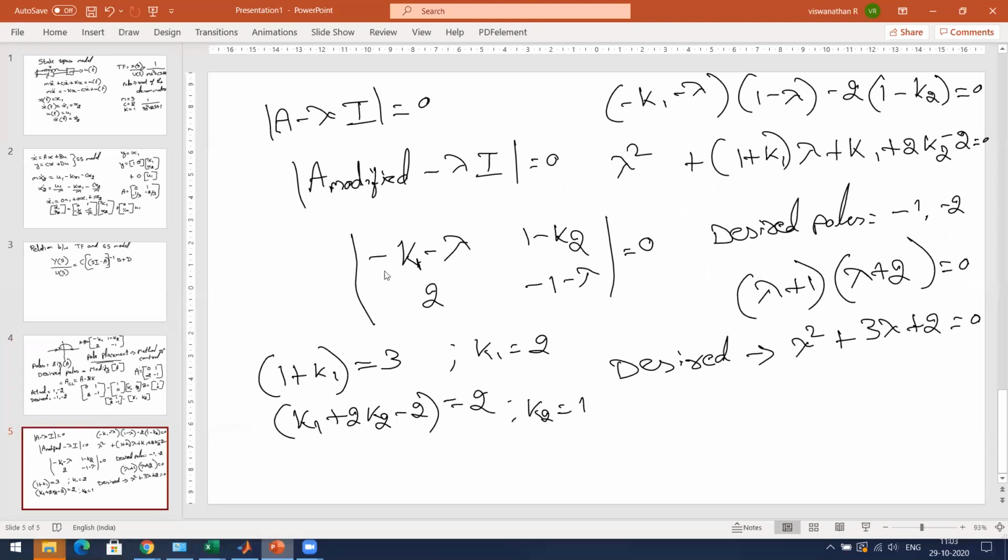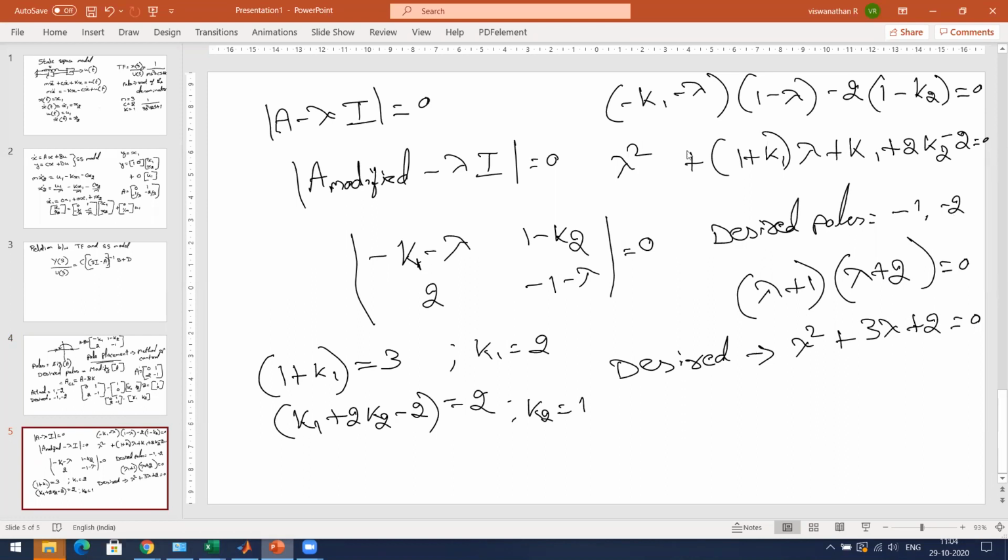So you take A modified minus lambda I, and the determinant must be equal to 0. Equate it to 0 and you get this equation. Now you know that the desired poles are minus 1 and minus 2, so you write it as lambda plus 1 into lambda plus 2 equal to 0. The roots are minus 1 and minus 2. Multiplying, you get lambda square plus 3 lambda plus 2 equal to 0. So this is the desired equation.